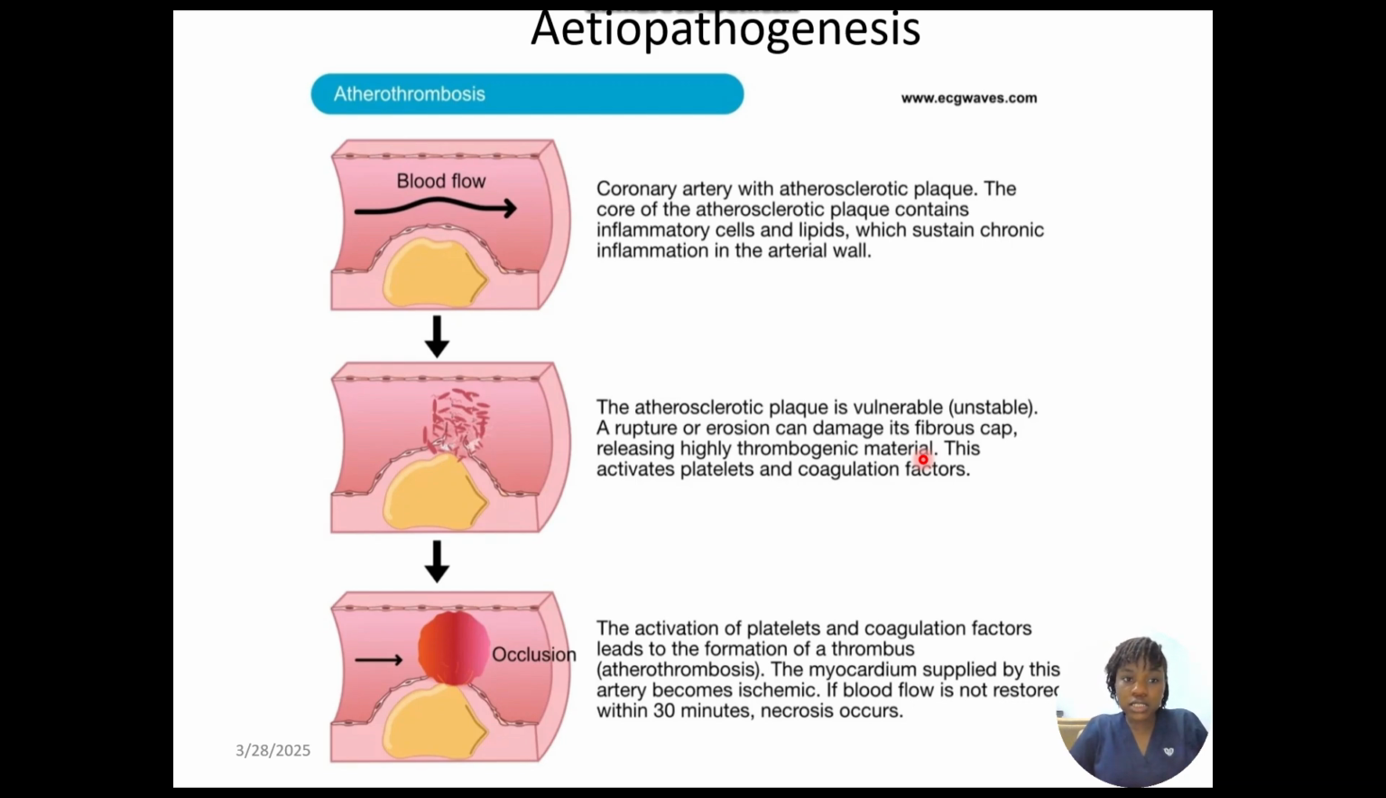The basis of the disease is the formation of atherosclerotic plaque in the wall of the arteries, and this plaque contains inflammatory cells and lipids that maintain inflammation in the arterial wall. Now, this plaque is unstable and can rupture, leading to the release of thrombogenic materials into the bloodstream, and this leads to the activation of platelets and clotting factors, leading in turn to the formation of thrombus within the vessel. Now, this thrombus that is formed can cause either partial or complete occlusion of the vessel.